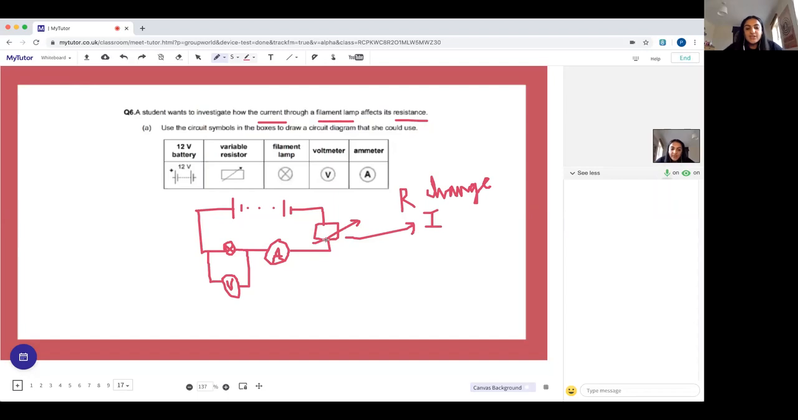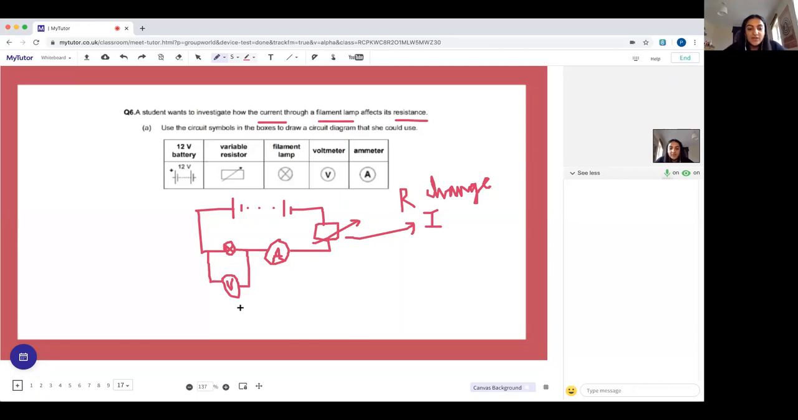Okay, so this variable resistor would be used to change current in the circuit. And if we change current in the circuit, we can get lots of different readings for current. So changing current allows us to take lots of different readings. If we change the current through the filament lamp, we can also take readings of the voltage.